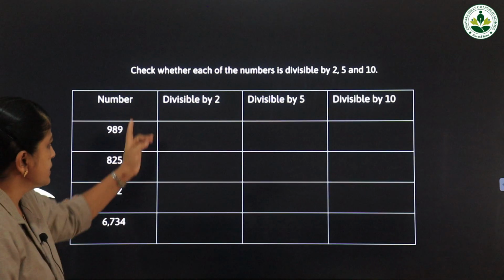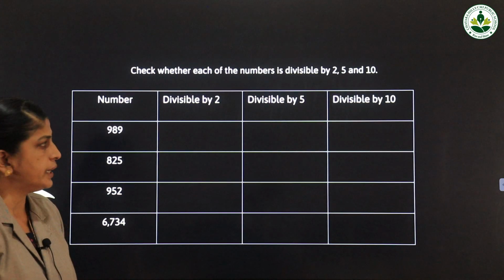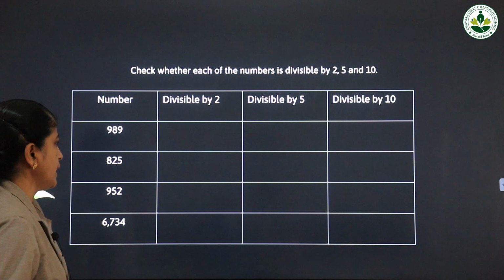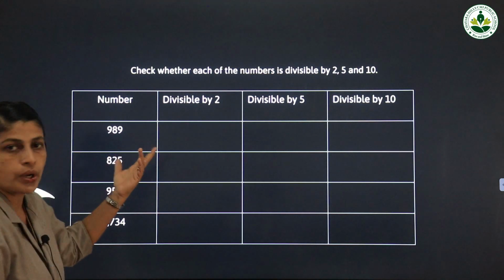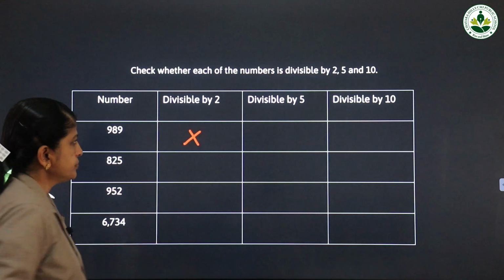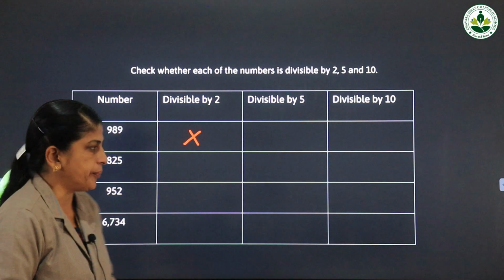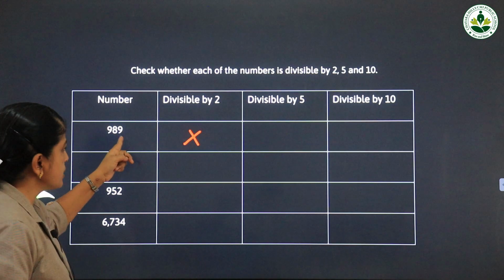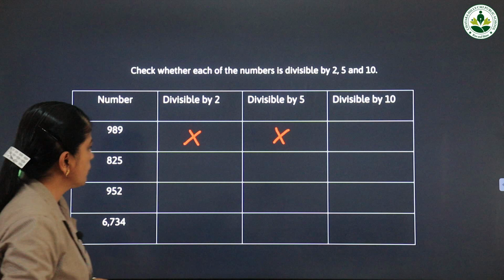Here are some questions. Check whether each of the numbers is divisible by 2, 5 and 10. The first number is 989. Its ones place digit is 9. It's not 0, 2 or any of those numbers. Therefore, this is not divisible by 2. Next, whether it is divisible by 5. The ones place digit is 9. It is not 0 or 5. Therefore, it is also not divisible by 5.